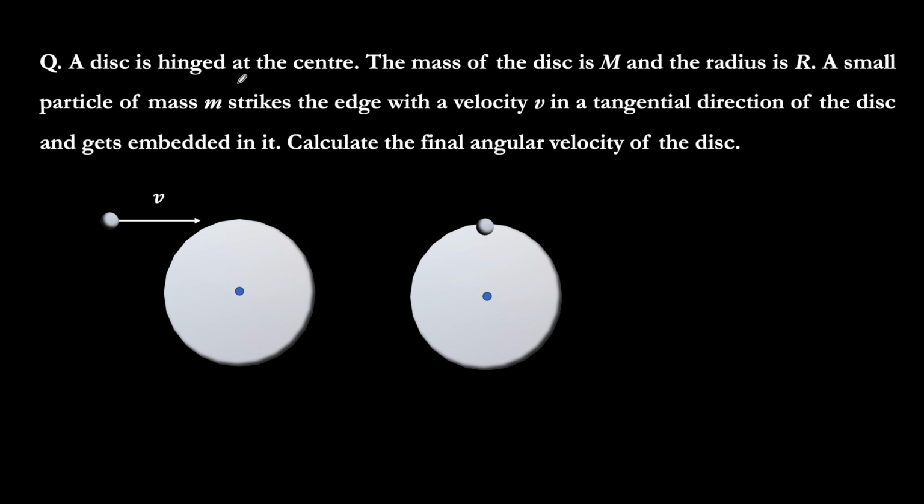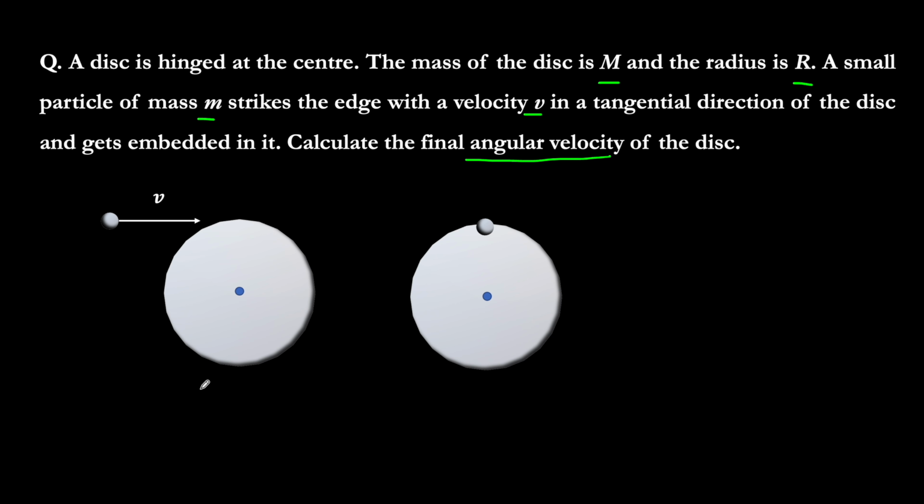A disk is hinged at the center. The mass of the disk is capital M and the radius is r. A small particle of mass small m strikes the edge with a velocity v in a tangential direction of the disk and gets embedded in it. Calculate the final angular velocity of the disk.